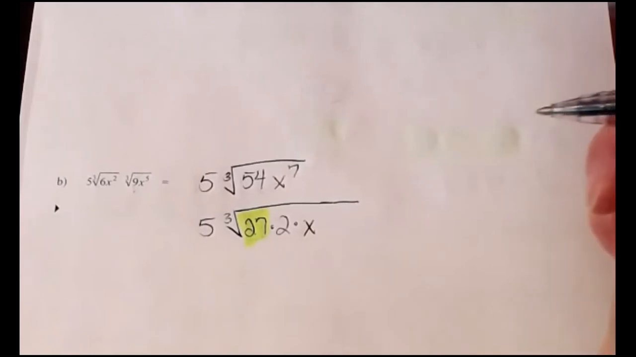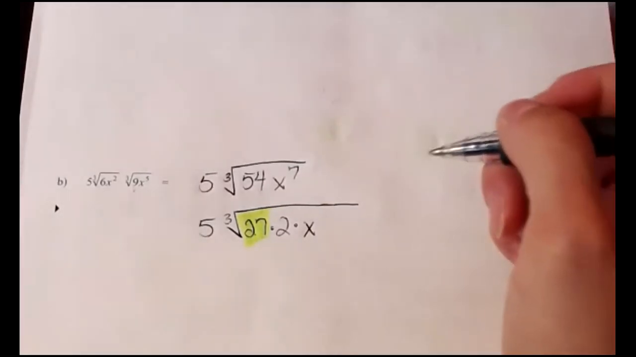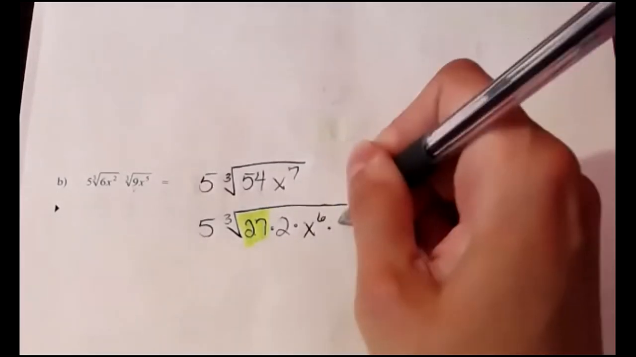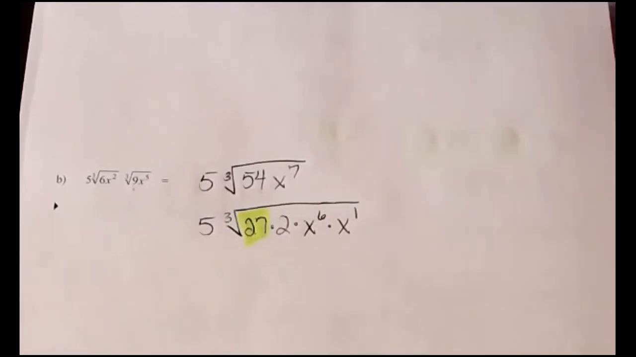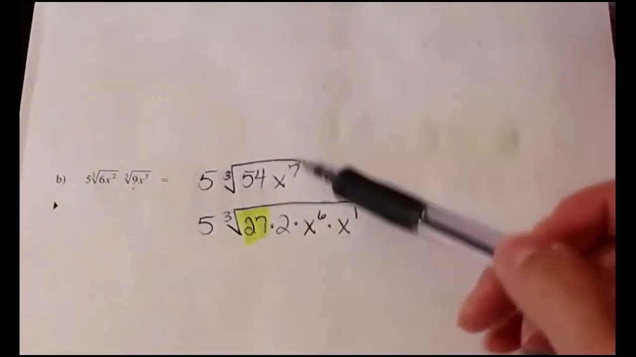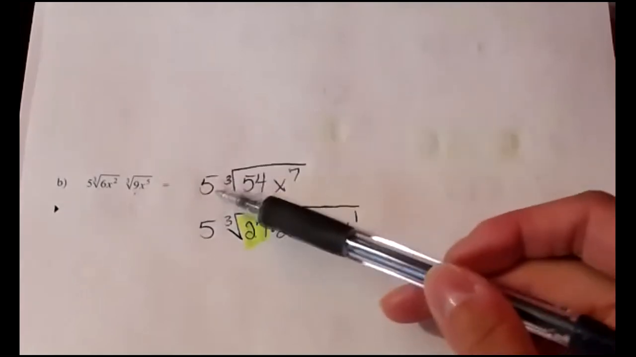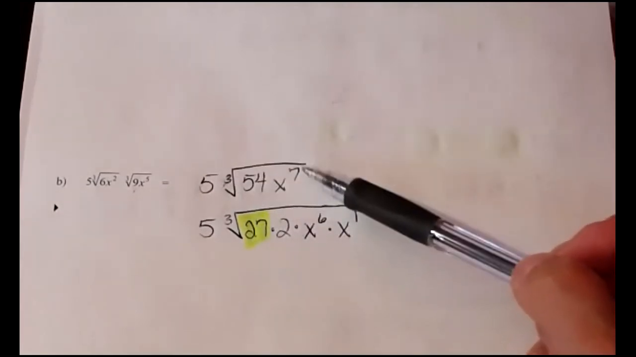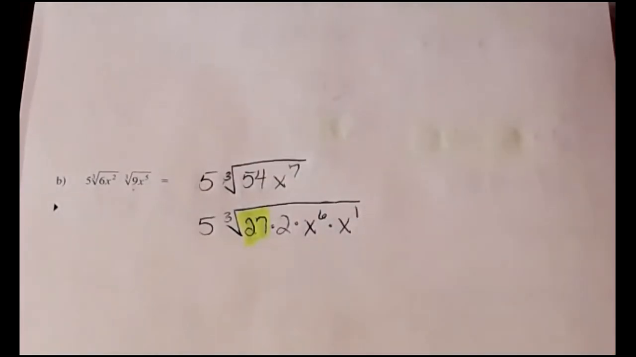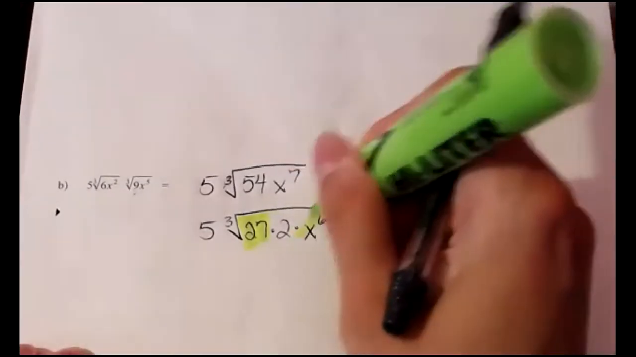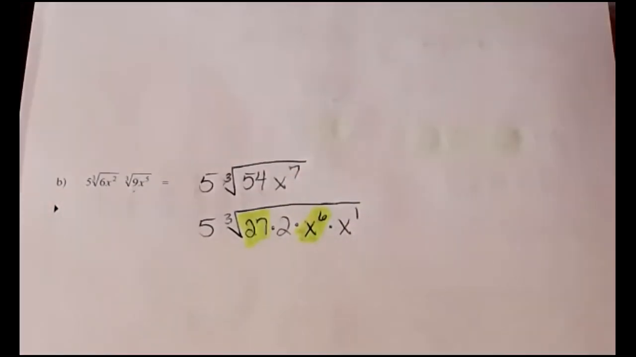X to the 6th? Yes. Perfect. X to the 6th and x to the 1st. You know, 7 is not divisible by 3, but 6 is. So that's why we write 6, and then we say, oh, okay, there's 1 left over. Highlight that x to the 6th.